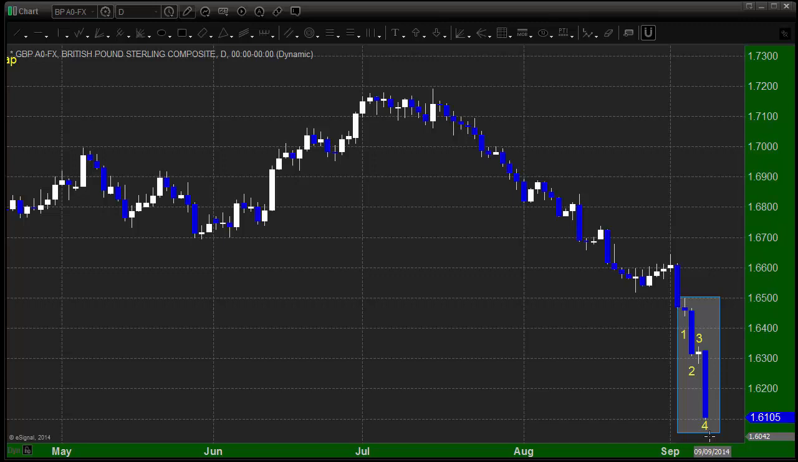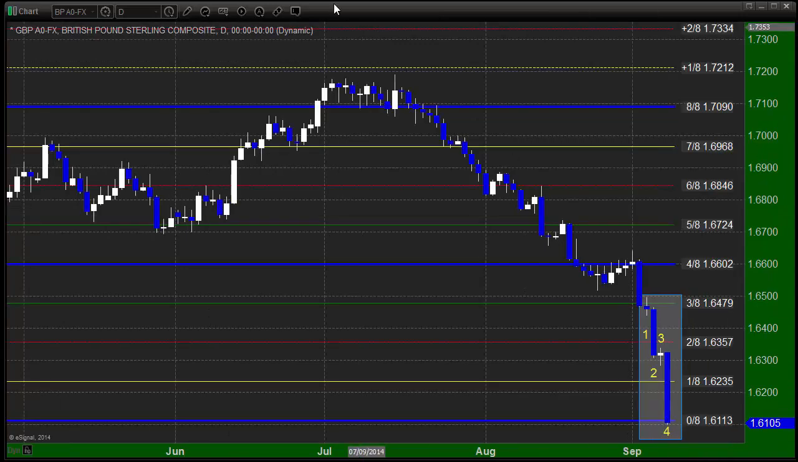So I'm going to add them to the chart now. Right now, we've got the Murrey Math levels added to the chart. And you can see that we are at the 0/8 level here on the Gann box. This is a very prominent level. The 3 most prominent levels are the 0/8, the 4/8, and then the 8/8 level.